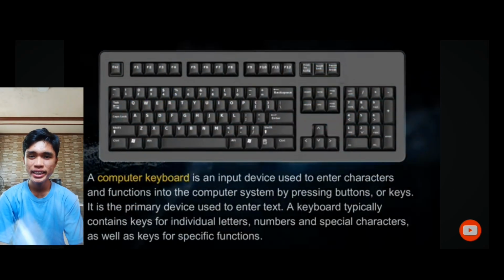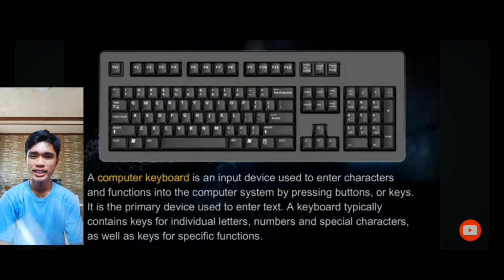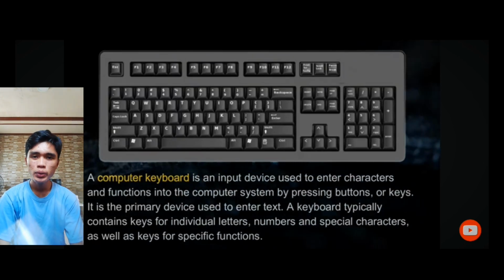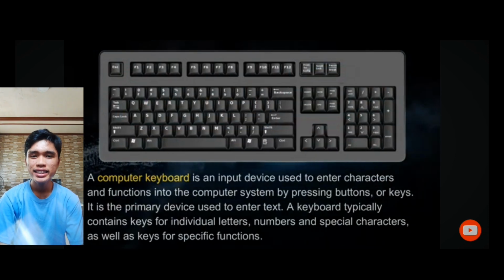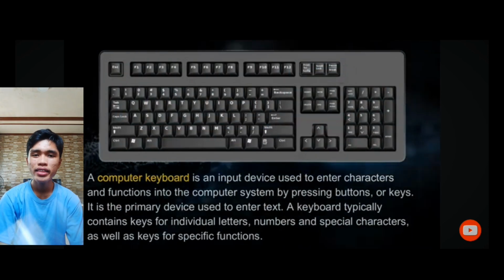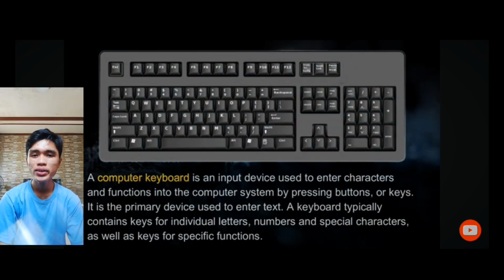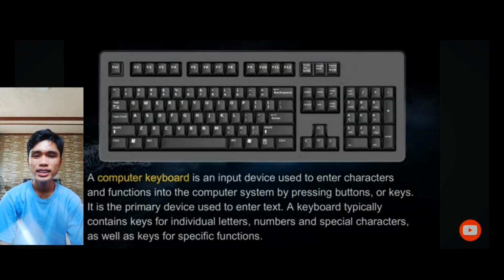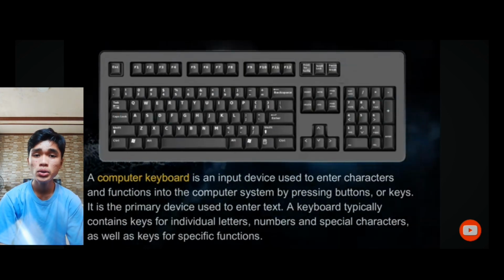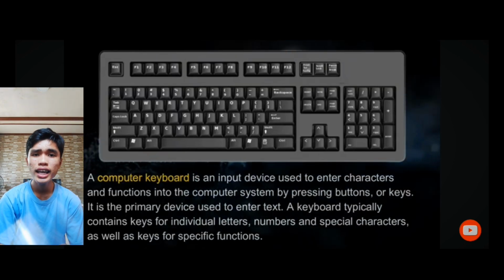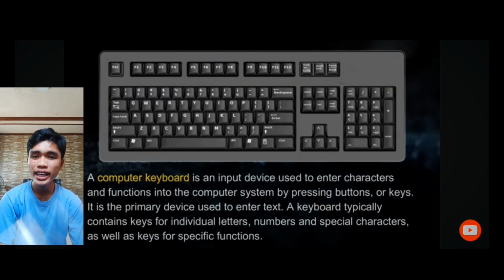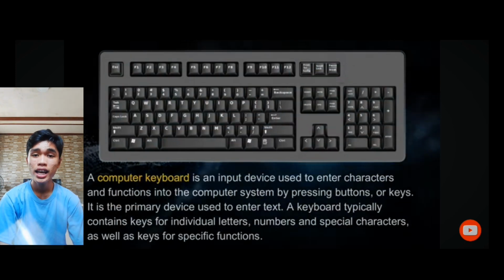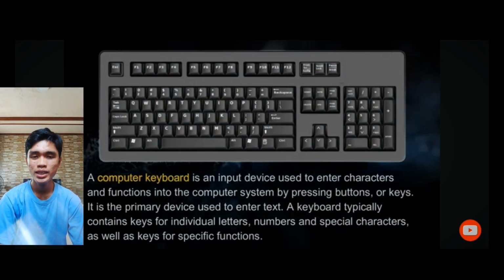Now, let's proceed to the second part of the computer system, which is what we call the computer keyboard. It is an input device used to enter characters and functions into the computer system by pressing buttons or keys. It is the primary device used to enter text. A keyboard typically contains keys for individual letters, numbers, and special characters, as well as keys for specific functions.